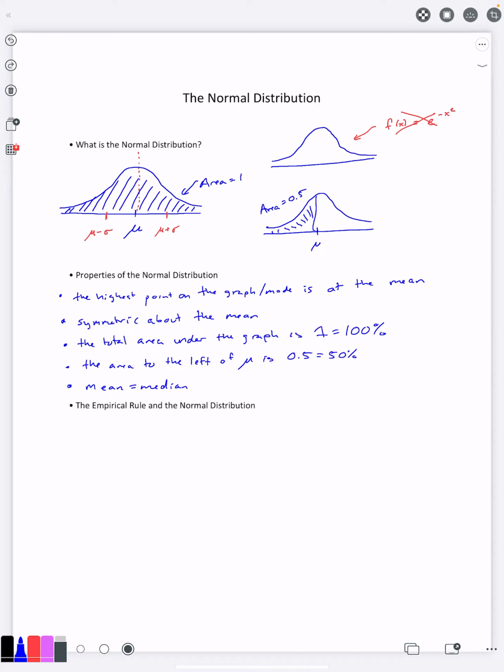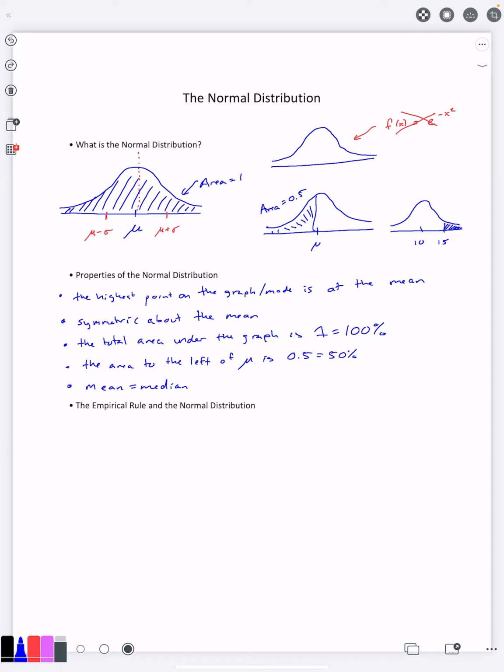Now, if we want to find some sort of probability, we're going to need to find areas in different parts. For example, let's say I had a normal distribution with a mean of 10, and I wanted to find the probability that you are 15 or more. The way we're going to answer probability questions at this point is by trying to find these areas.